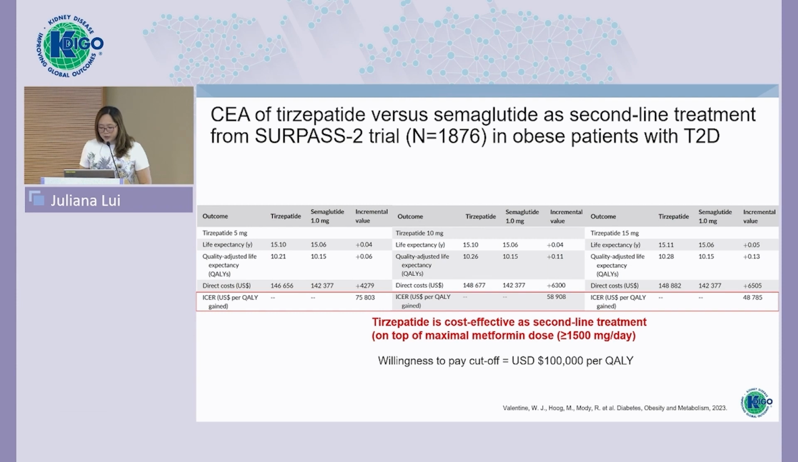All 3 doses of the tirzepatide were cost-effective, passing the US willingness to pay cutoff in this study, $100,000 per quality-adjusted life year.